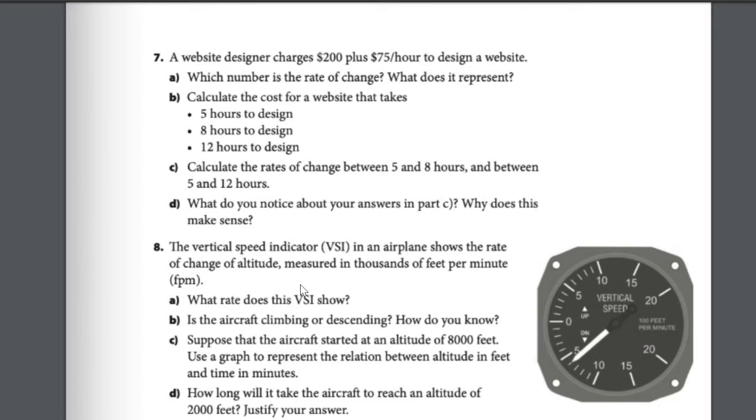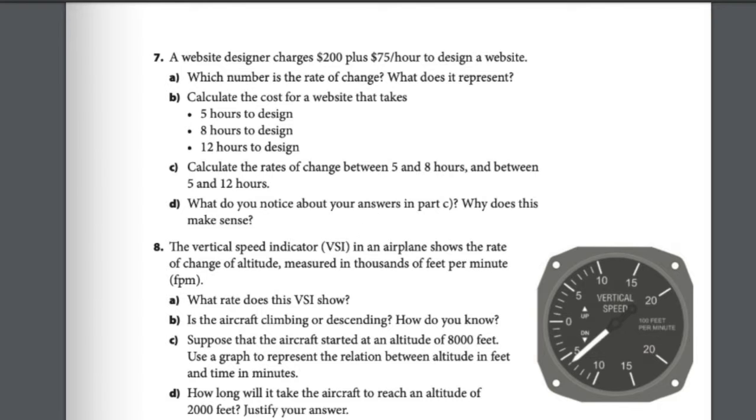Well, a rate again has that division. It's something that's changing over the course of something else. So $75 every hour, that would be the rate of change. So our answer here, what's the rate of change, would be $75 an hour. Calculate the cost for a website when it takes 5 hours to design, 8 hours, 12 hours. What we do in each case is multiply the hours by 75 and add 200.